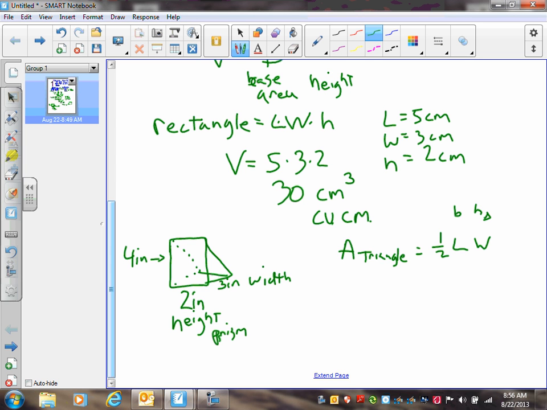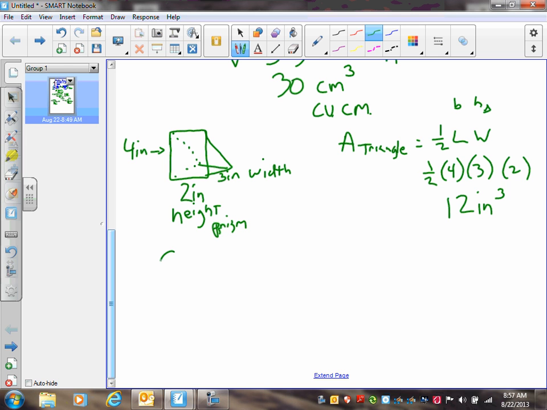But again, like the rectangular prism, I just have 3 numbers. So it's real simple to go 1/2 of 4 times 3 times 2. Well, 1/2 of 4 is 2. 2 times 3 is 6. And 6 times 2 is 12 inches cubed. Pretty simple, huh? One more thing, a circle.